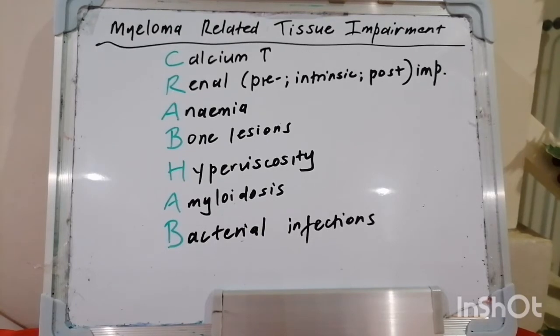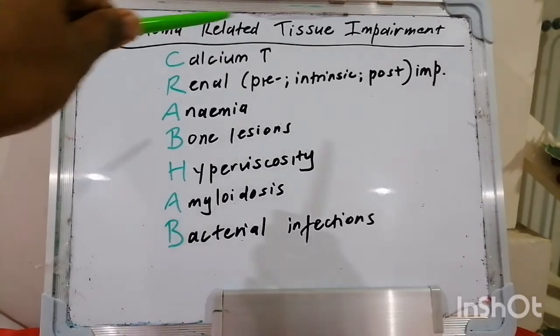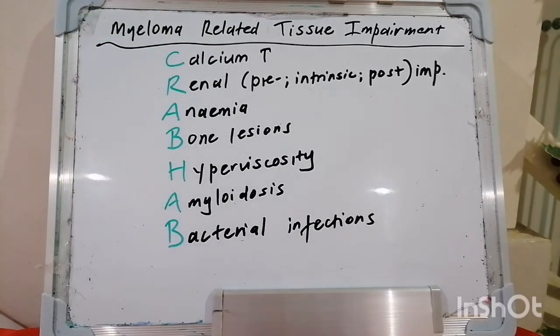Welcome to our 74th Mnemonic in Internal Medicine, and today we are addressing the beautiful topic of myeloma-related tissue impairment, and the mnemonic is CRAB HAB.